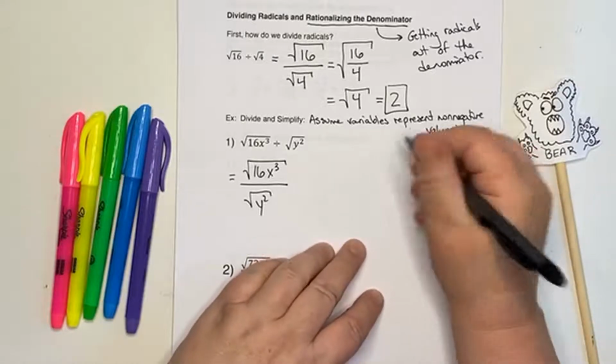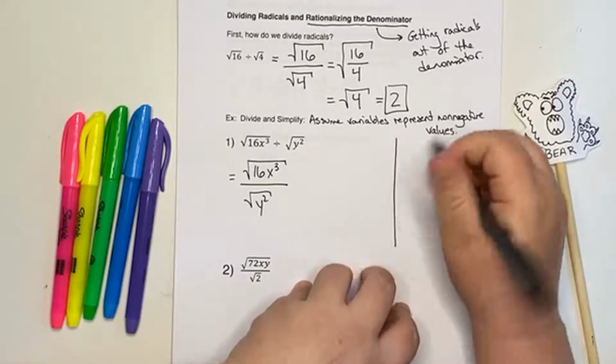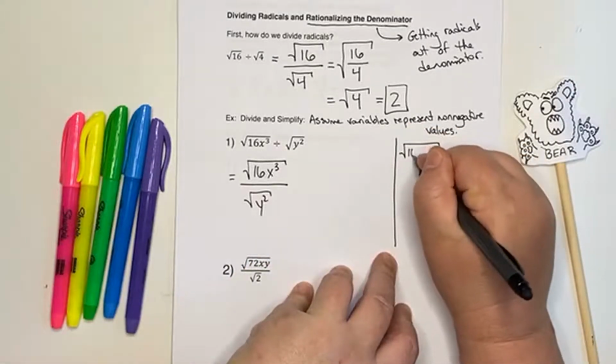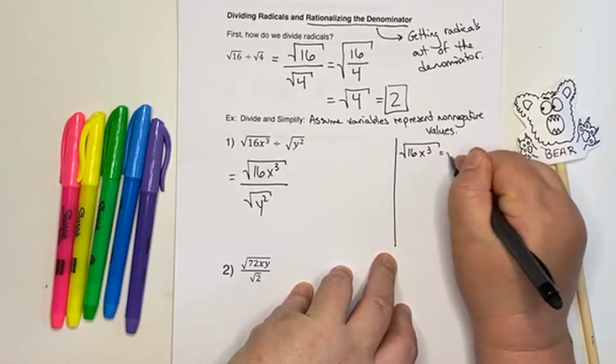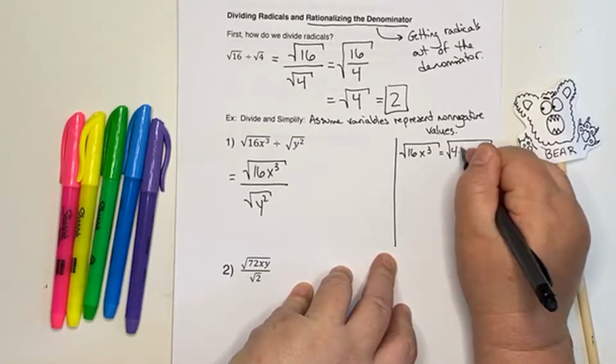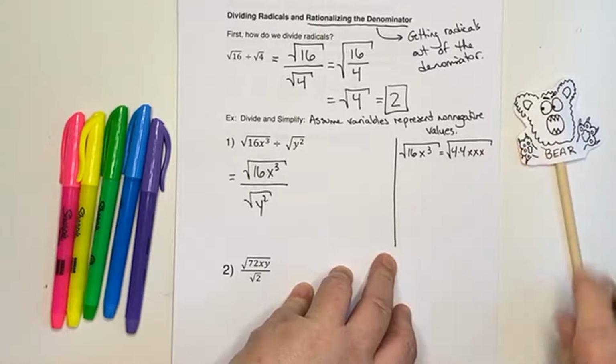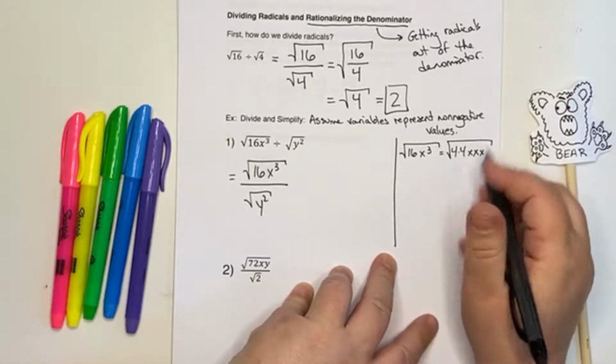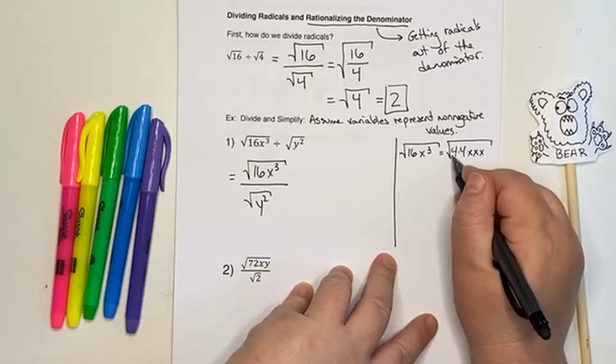So over here on the side, I'm going to work on radical 16x cubed. That's 4 times x times x times x. I'll bring in my bear friend. I will say, okay, so this is a square root, so I want to bring 2.